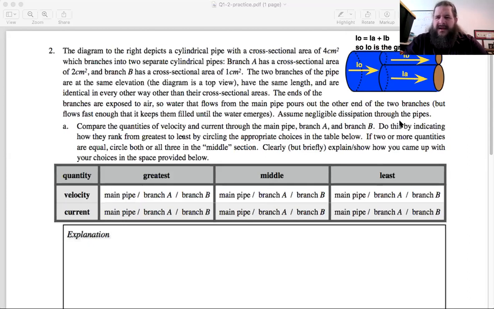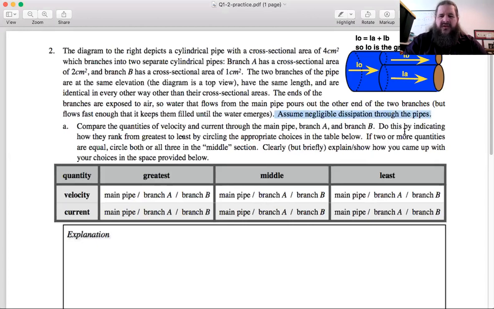As for IA and IB, any thoughts on how the current splits up, in terms of which one's going to be getting more or less current? Can you just look at it intuitively, because A is larger, it will receive more current? I would expect IA to get more current, yeah. Usually if there's resistance involved, you'd look at which one has less resistance. In this one, though, we're assuming there's negligible resistance. It says assume negligible dissipation through the pipes, so resistance is assumed to not be a factor here at all. So we can't really rely on resistance.